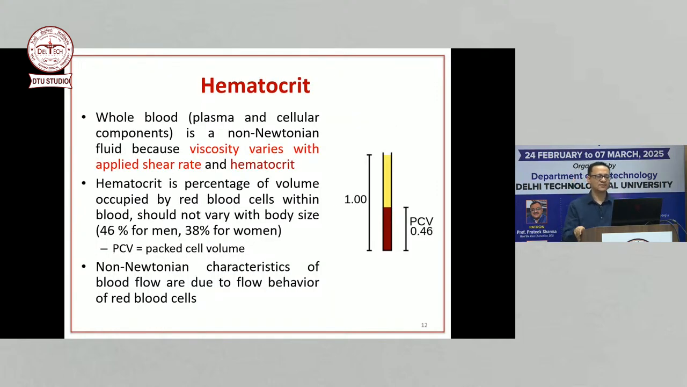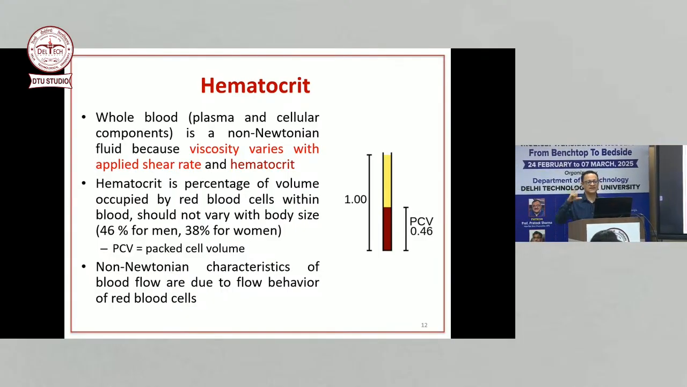Another concept is hematocrit. Whole blood, plasma and cellular components, is a non-Newtonian fluid, right? Because viscosity varies with applied shear rate, it's non-Newtonian. Hematocrit is the percentage of volume occupied by red blood cells within the blood. For men, it's approximately 46%. For women, it's approximately 38%. So when you are centrifuging, the volume of those red blood cells is approximately 46%, and that's the hematocrit. And for women, it's around 38%.